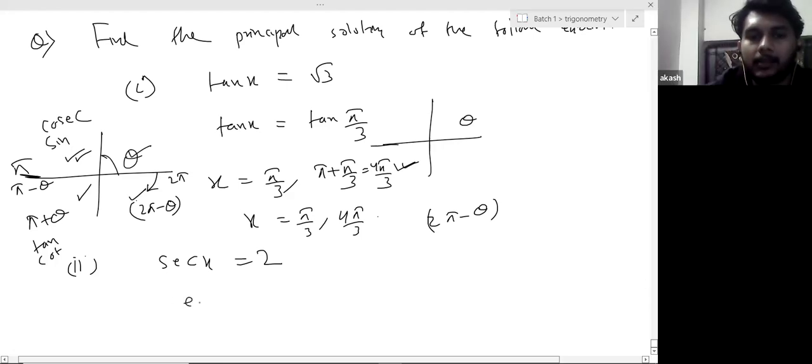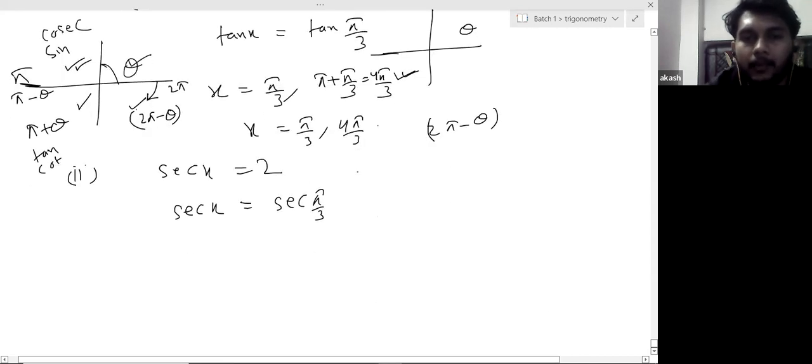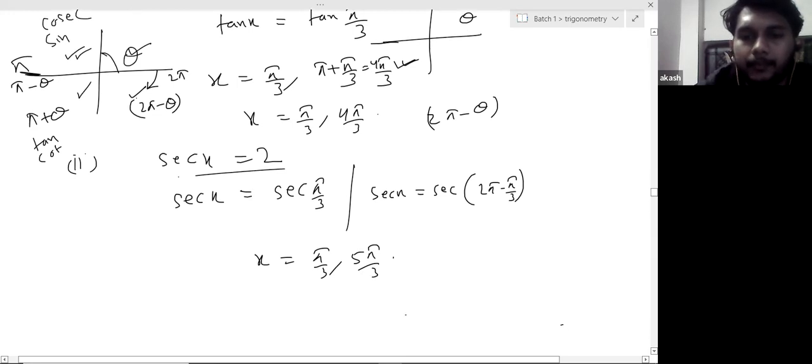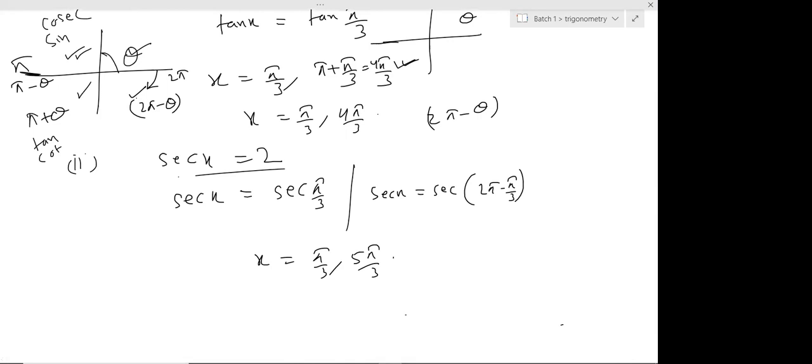So we can say sec x is equal to 2, where sec pi by 3. Or we can say sec x is equal to sec of 2 pi minus pi by 3. So here we get x is equal to pi by 3 or 5 pi by 3. Clear? You can convert this into cos also and solve. No issues. Next question. Cot x equals minus root 3.